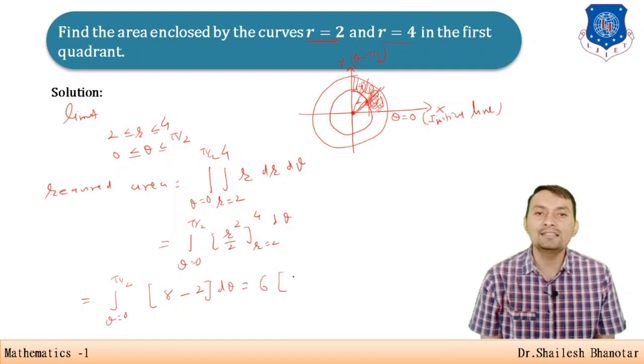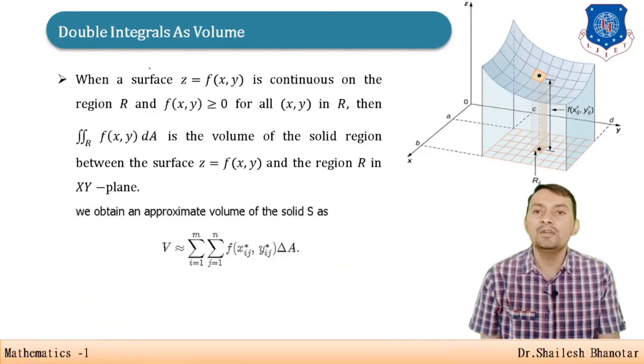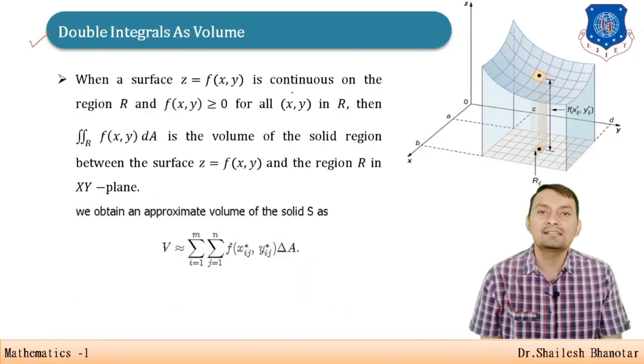When you integrate with respect to theta, theta from 0 to pi by 2, putting the upper limit and then the lower limit, you get 6 times pi by 2. The 2 is eliminated, so you get 3 pi unit square, and that is the final required area. Now we are going to discuss double integration as a volume.